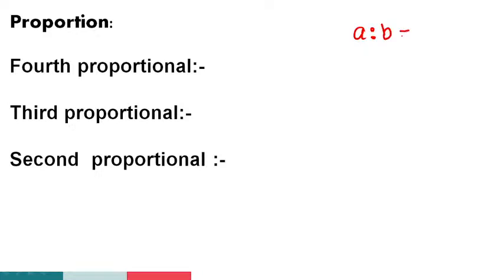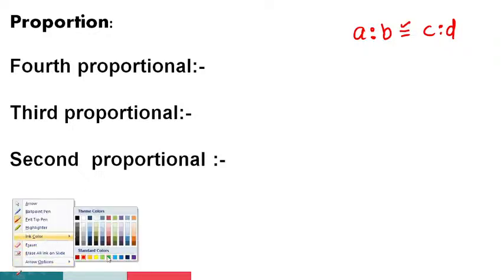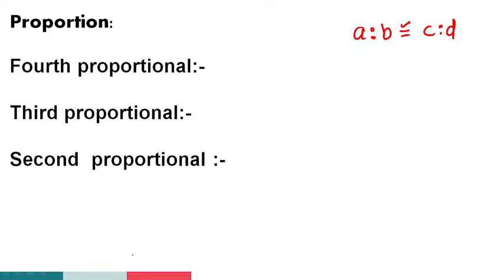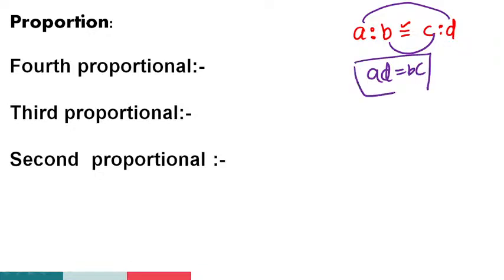a is to b is equal to c is to d. So proportion means two ratios are equal is called the proportion. The proportion formation is AD is equal to BC. It's very important guys here.